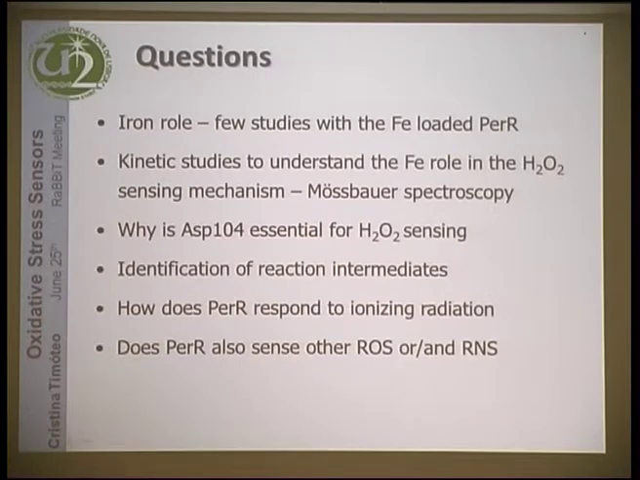How do we plan to do it? We plan to do kinetic studies and use mass spectrometry as a primary tool, because it sees all the iron states. We want to do kinetic studies, freezing the samples at different times to understand if we have different intermediates developing. And also, we want to understand why aspartate 104 is essential for hydrogen peroxide sensing. For that, we plan to do mutants.